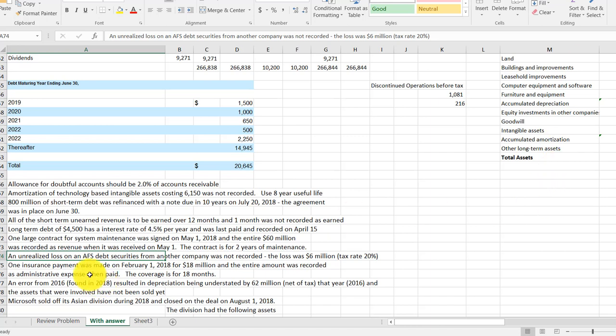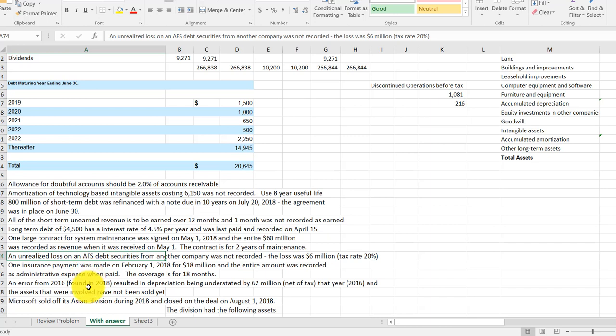Insurance payment, this is another situation where we recorded the expense and not the asset. We need to move some of it back to the asset because some of this has not been used. So we're going to debit the asset and credit the expense.